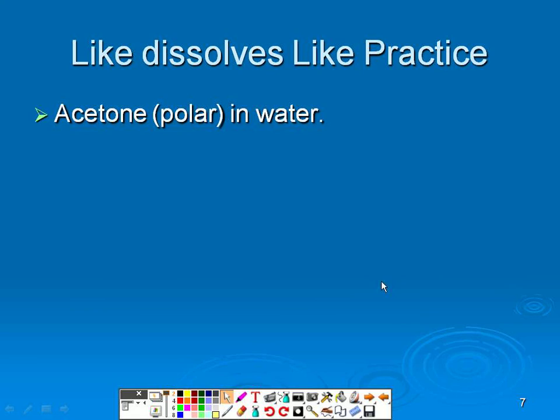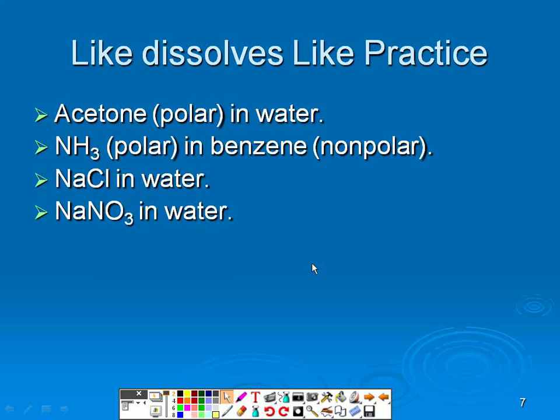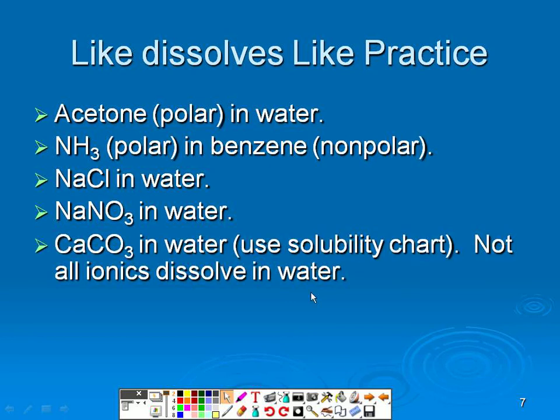So what dissolves and what doesn't dissolve? If you put acetone, which is polar, in water, do they dissolve? Yes. If you put ammonia, which is polar, and benzene, which is nonpolar, do they dissolve? No. If you put sodium chloride in water, will it dissolve? Yes. Like. Sodium nitrate in water, yes, they dissolve.